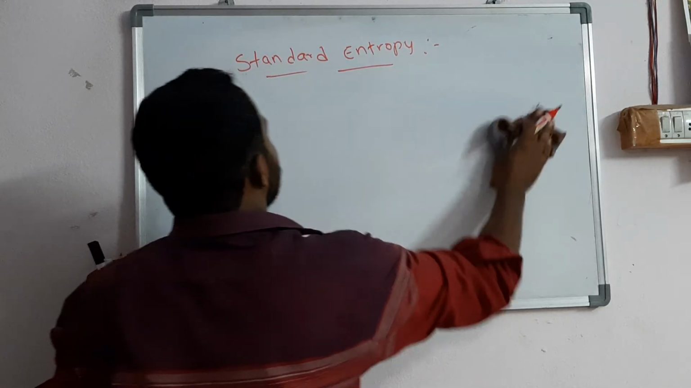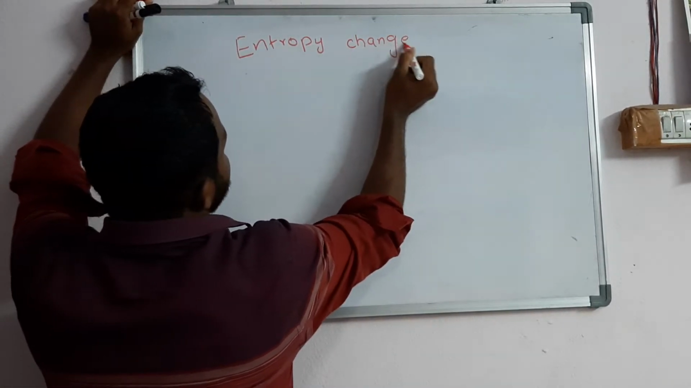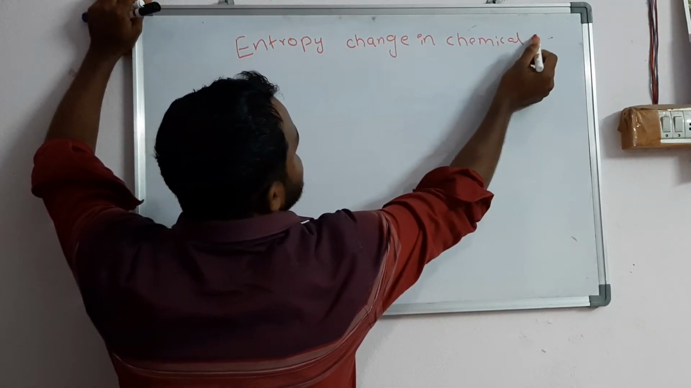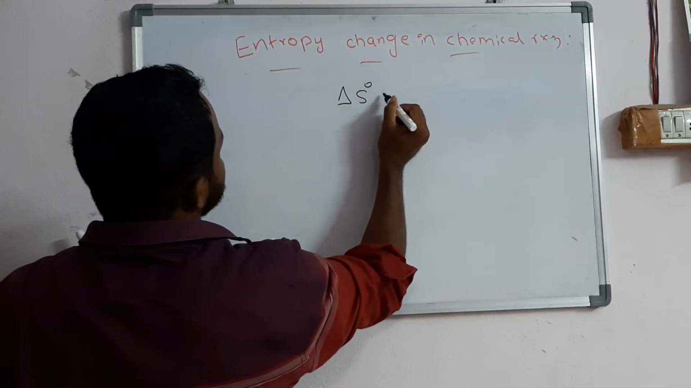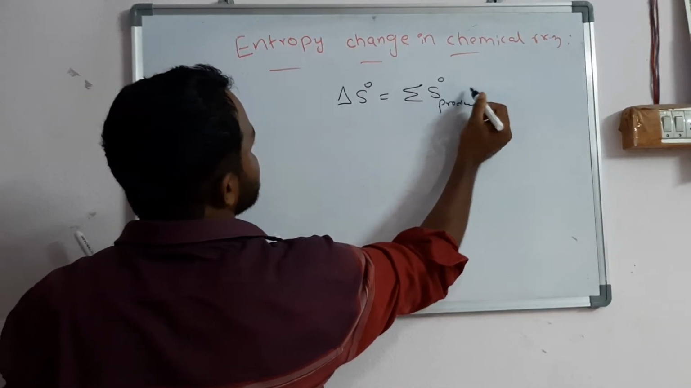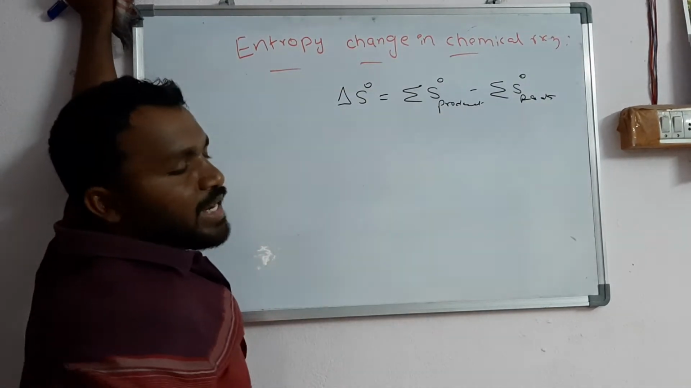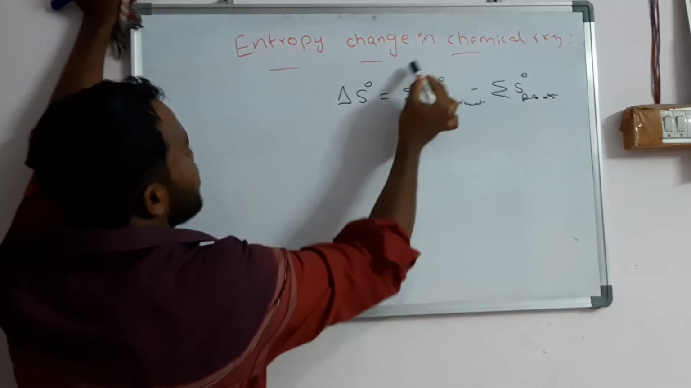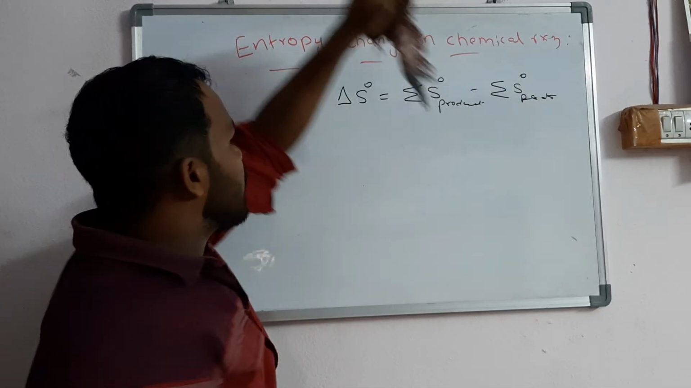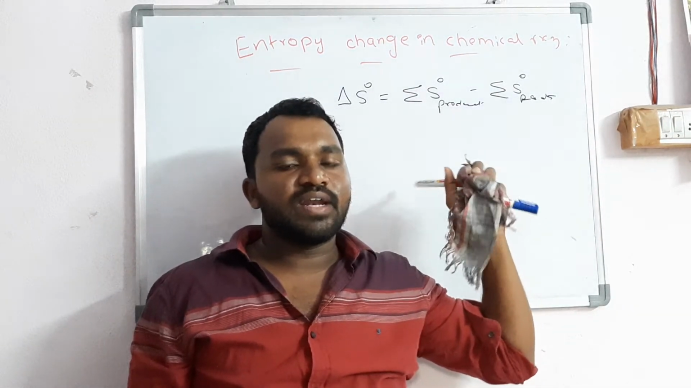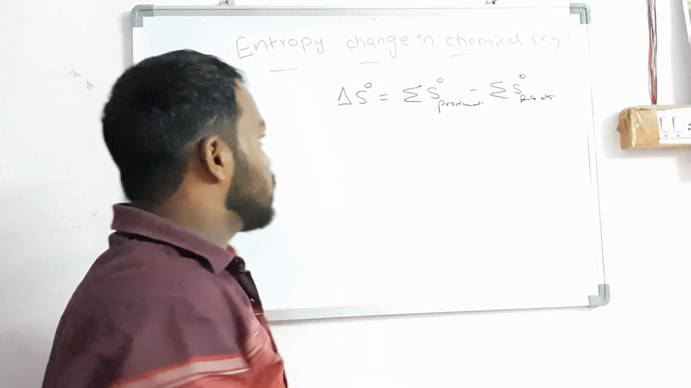So the next derivation is entropy change in chemical reactions. What is meant by entropy change in a chemical reaction? Just now we discussed: delta S naught is equal to the summation of S naught of products minus the summation of S naught of reactants. So in one line, entropy change in a chemical reaction is given by the difference between the sum of the entropies of all products and the sum of the entropies of all reactants.